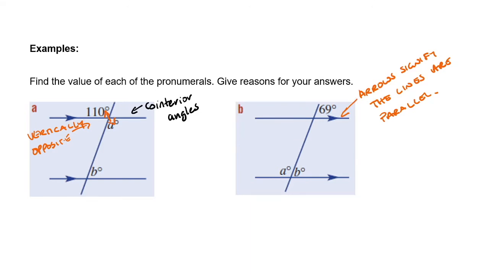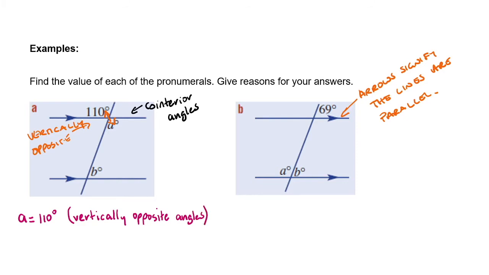So the value of A equals 110 degrees because they are vertically opposite angles. And that's our reason for that particular problem.